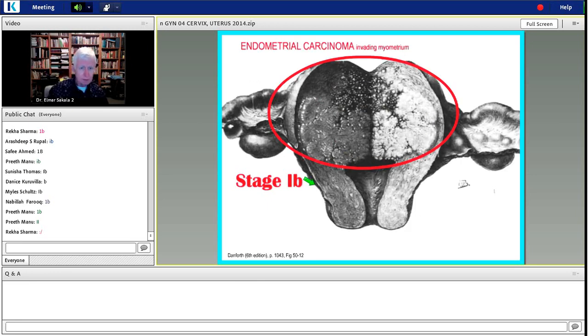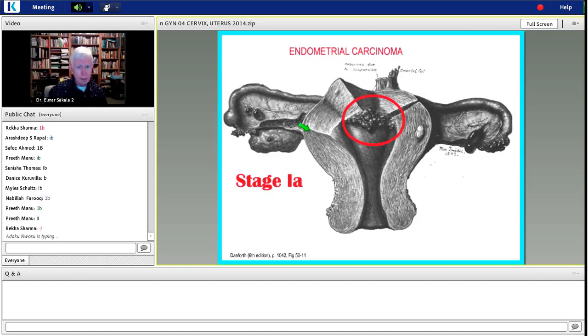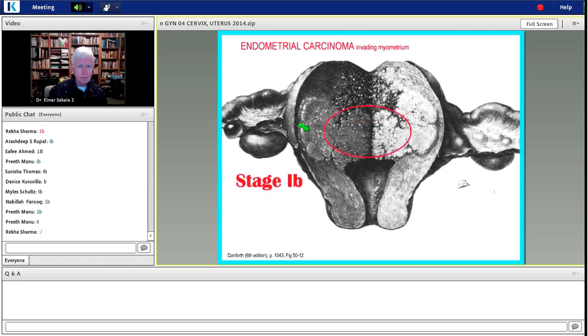What do you see here? See, this has gone over halfway into the myometrium. Again, compare the likelihood of metastasis from this versus this. Obviously much higher over here. And it's invading into the myometrium, but has not gone all the way through. There's no way you will know this without doing a hysterectomy.